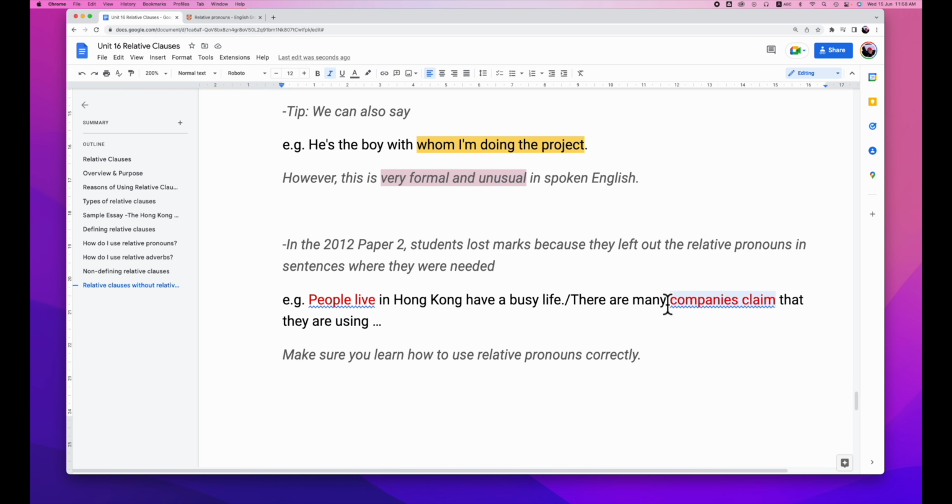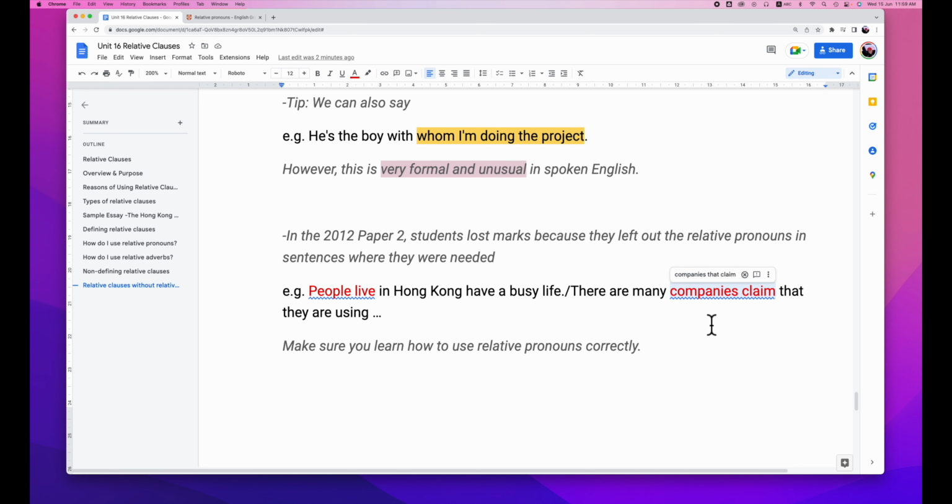Some students make mistakes in the exam by not filling in the relative pronouns properly. Let's take a look at the situation. 2012, paper 2. Students lost marks because they left out the relative pronouns in sentences where they were needed. For example, "people live" was supposed to be "people who lived", because that's the subject. "There are many companies claim that they are using" should be "companies that claim". Make sure you learn how to use relative pronouns correctly.